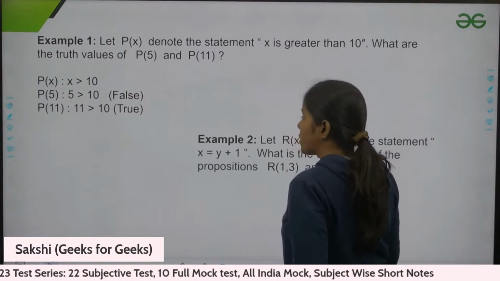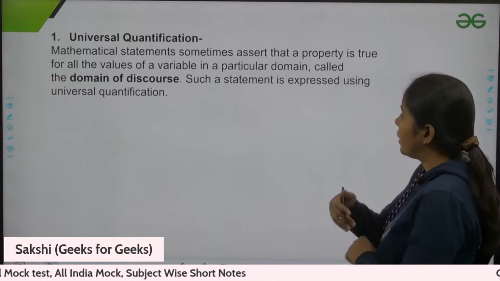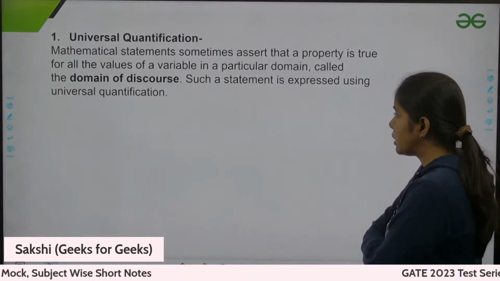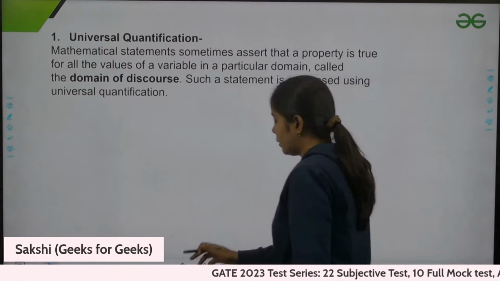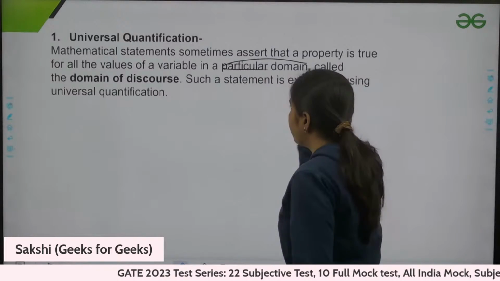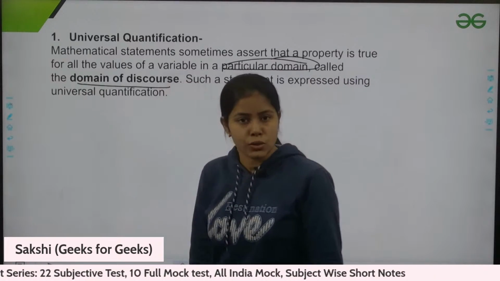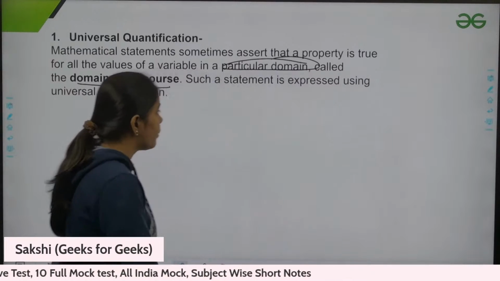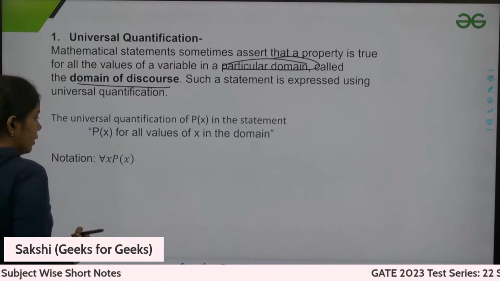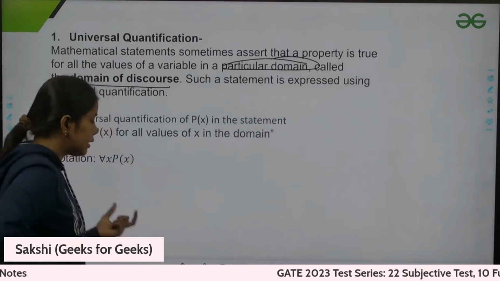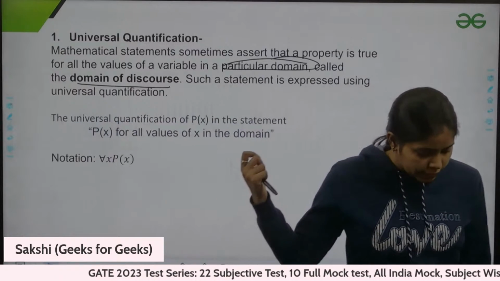Let's look at their definitions in detail. Universal quantifier: mathematical statements sometimes assert that a property is true for all the values of a variable in a particular domain, right? That's what I told you, in a particular domain. Domain is very important and we call this the domain of discourse. Such a statement is expressed using the universal quantifier: P(x) for all values of x in the domain, so we can write for all x P(x). Is this clear to everyone so far?